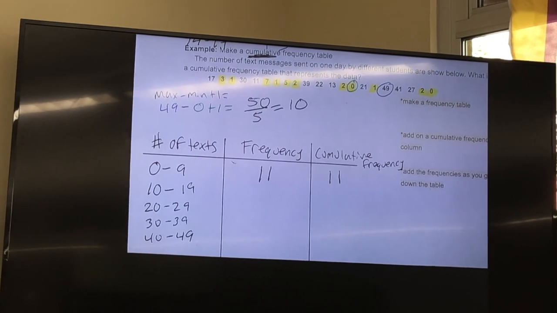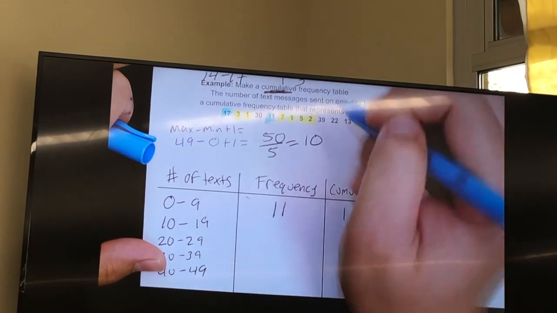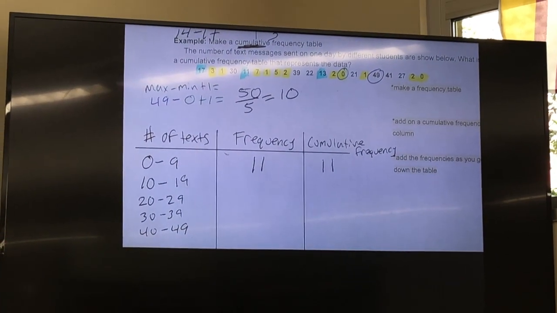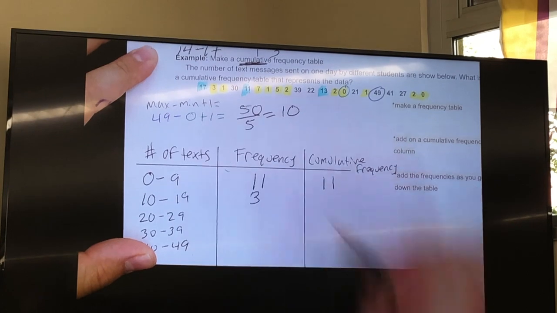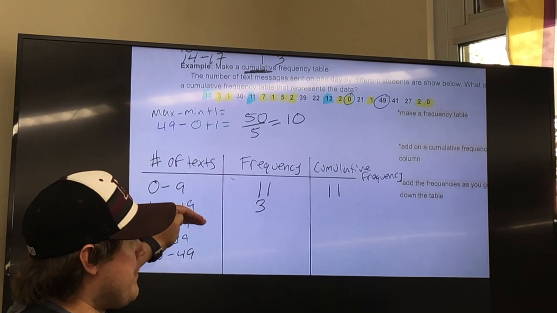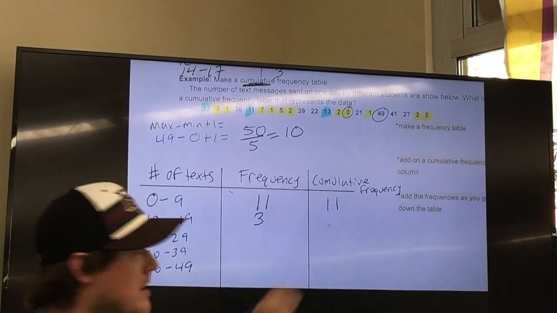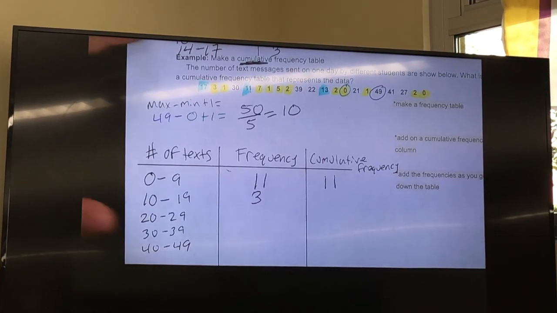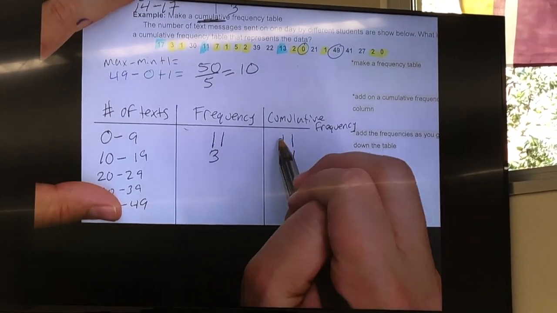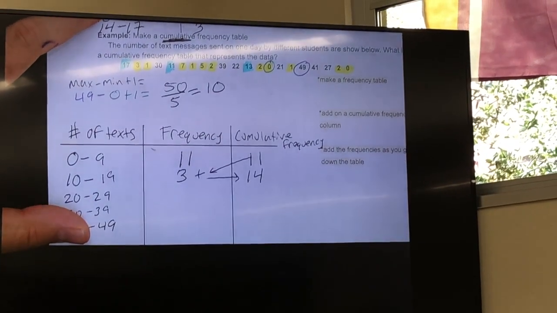Now we're going to count the next category, 10 through 19. I only saw 3. So if our frequency is 3 in this category, for a cumulative frequency, we had 11 numbers that we've used, so 11 plus our 3 means we will now have used 14. So I'm going to draw a little thing here. You're always taking the previous number and adding it to the new frequency to make the new total.